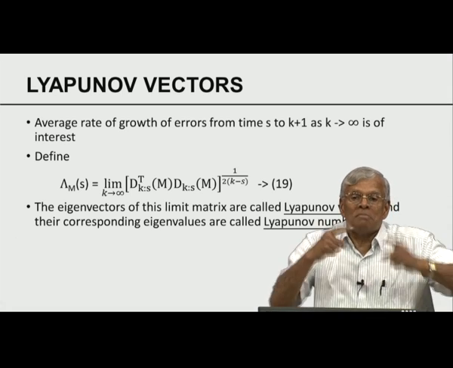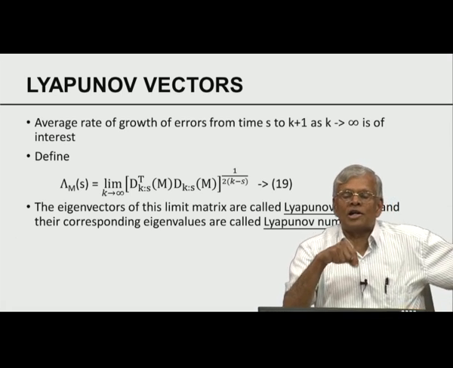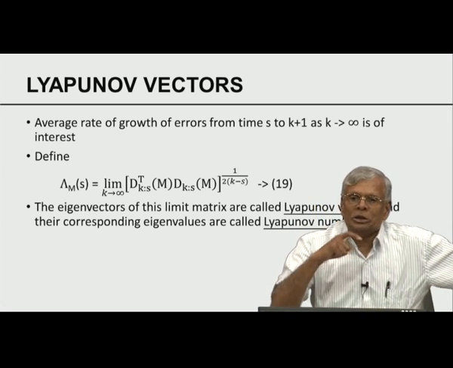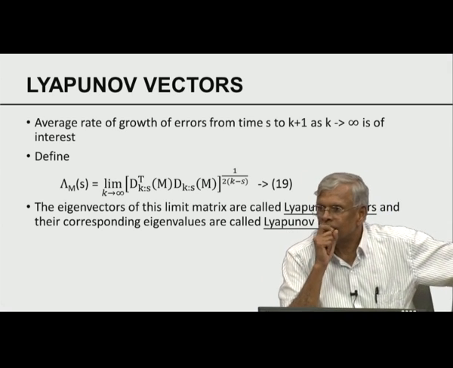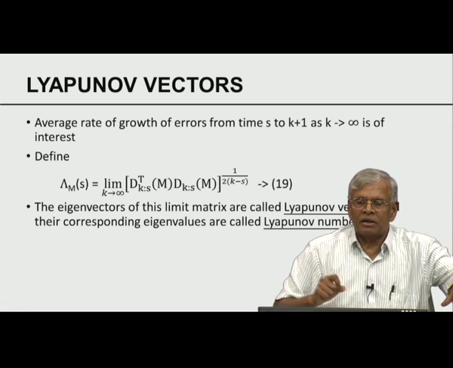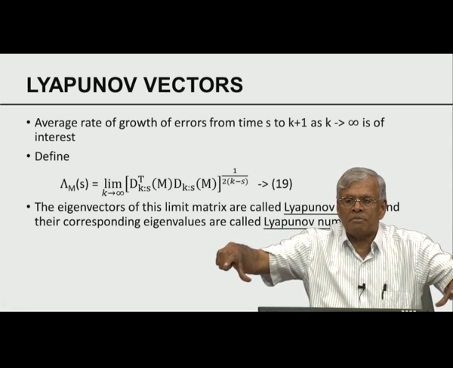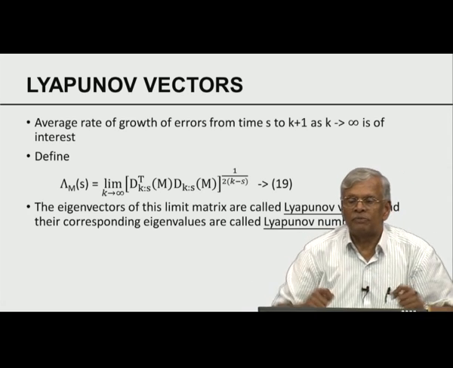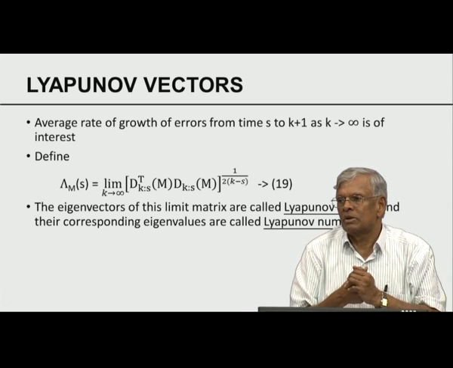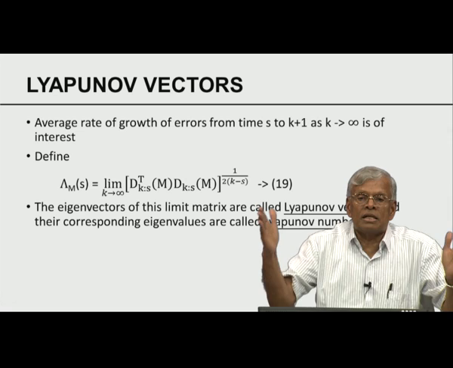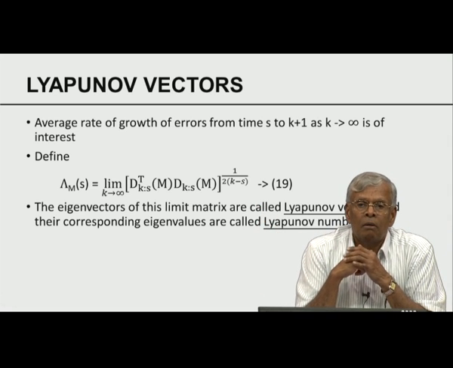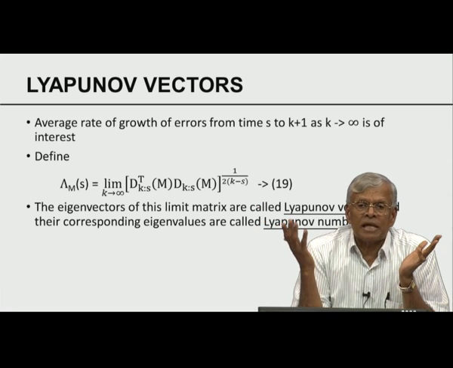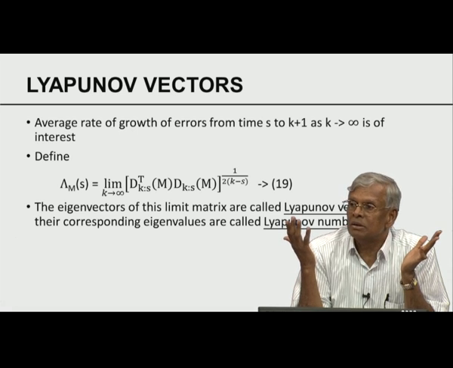So one question is how long does it take to double the initial error? What is the norm of the initial error? What is the norm of the error at a future time? How long does it take for the norm of the initial error to double? That is called error doubling time. If the error doubles in 10 days, after 10 days the error is even more than double.